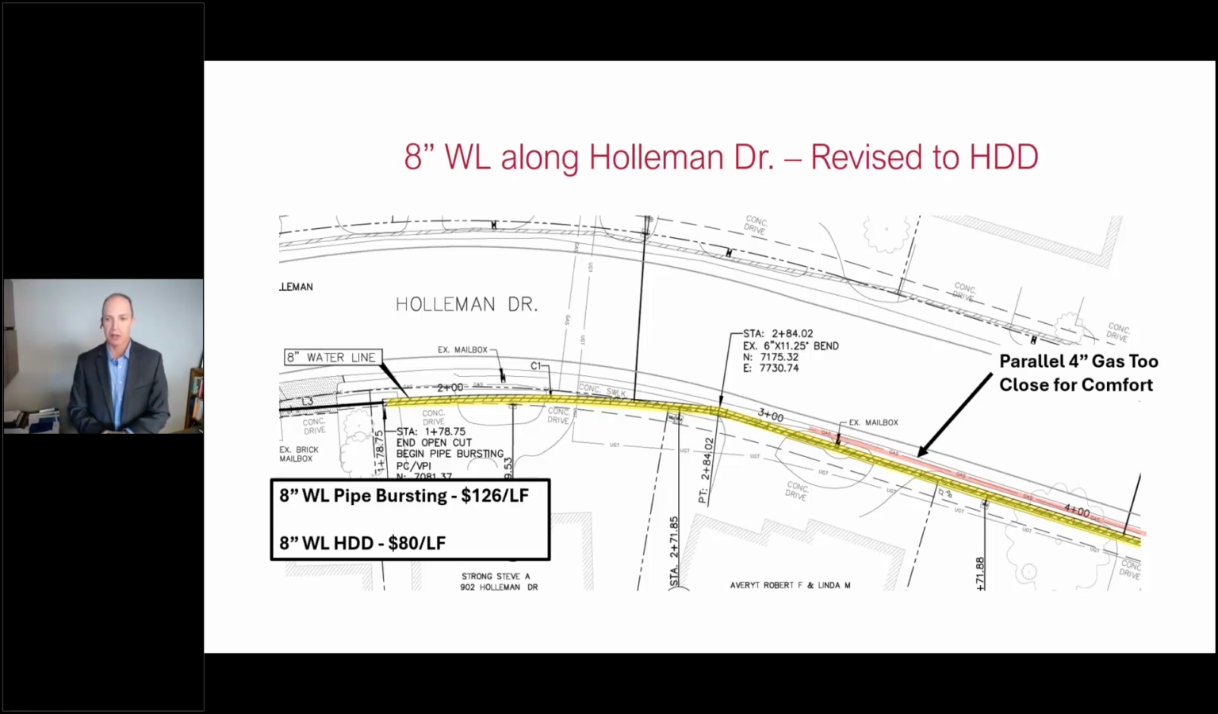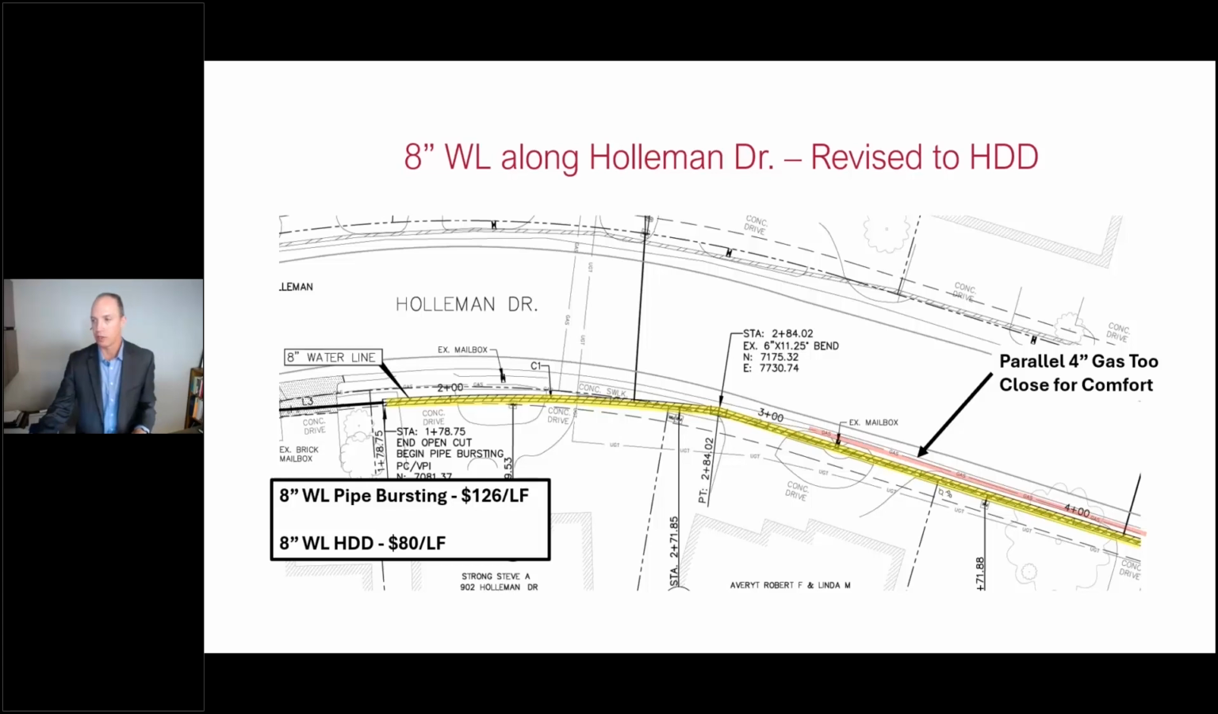cost for pipe bursting for the 8-inch water line was about $126 a linear foot for this project. And the HDD installation cost was about $80 per linear foot. So you can see there was pretty good cost savings or cost difference between the HDD and the pipe bursting.